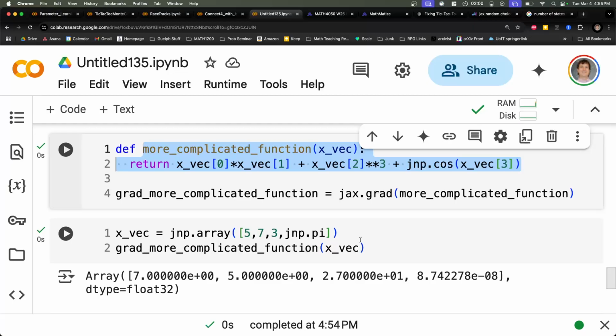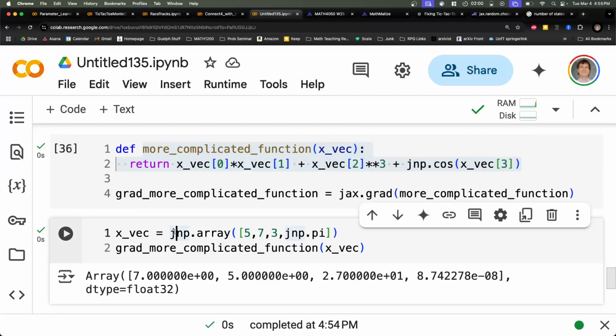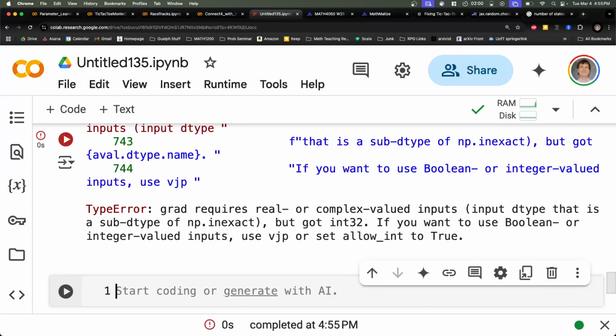Yeah? What happens if we make x vec a normal Python array instead of a JAX array? That's a great question. I think it just won't work. You want it to be a NumPy array? Or maybe just remove the square brackets... Okay, so like a list. This is a list in Python. I think for sure it will yell at you if you do this. Let's see. Yeah, there you go.